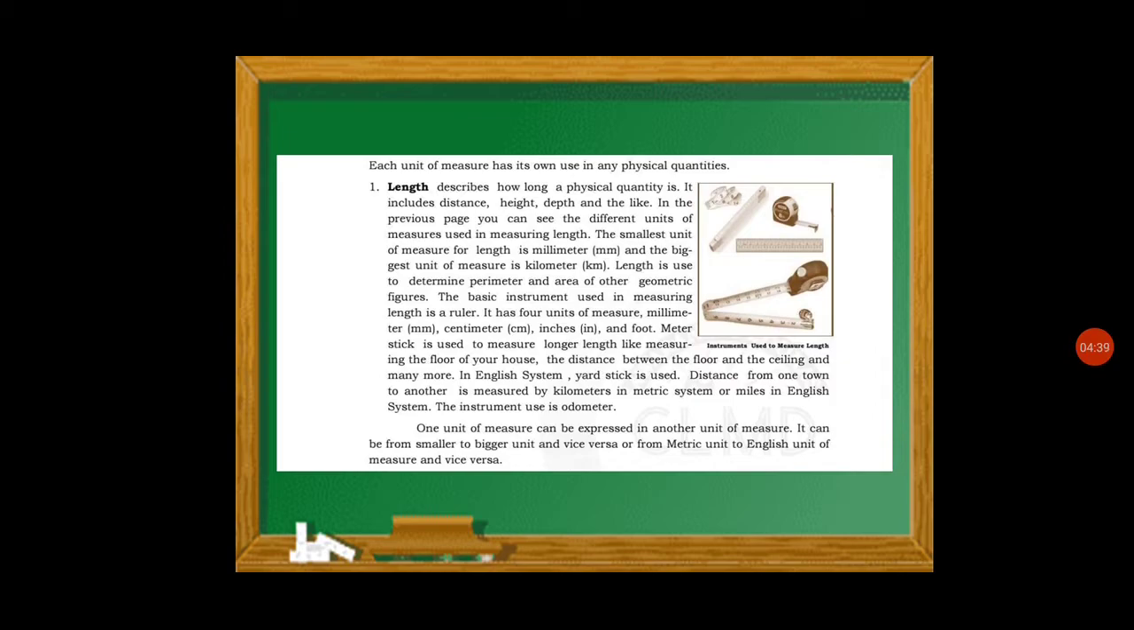One unit of measure can be expressed in another unit of measure. It can be from smaller to bigger unit and vice versa. So when we say vice versa, from smaller to bigger or bigger to smaller, or from metric unit to English unit of measure, and vice versa, that would be conversion. For example, you have 100 millimeters and you have to convert it to centimeters. So 100 millimeters is equal to 10 centimeters.